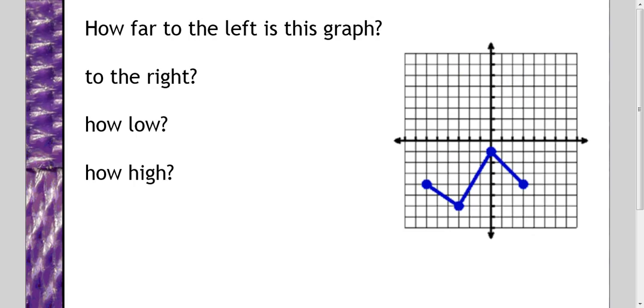Don't worry. Same idea: how far to the left, how far to the right, how low, how high. Pause it, come up with an answer, we'll come back. All right, so here, I'm trying to grab my highlighter, sorry. If I put this in a box so that all of it's contained, it would reach right about here.